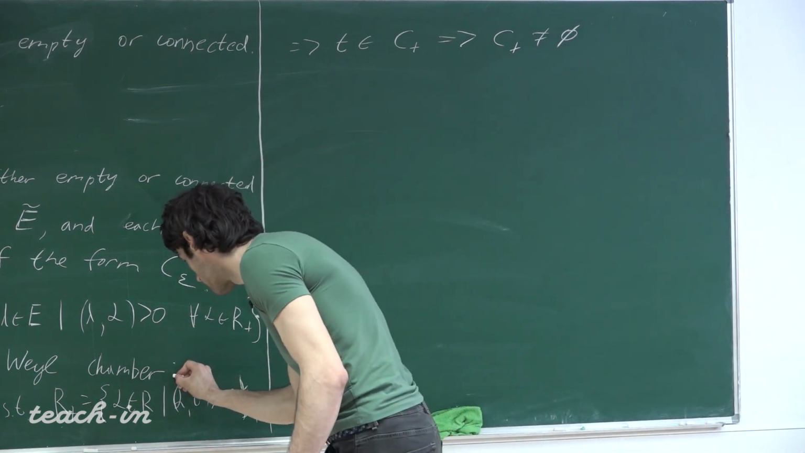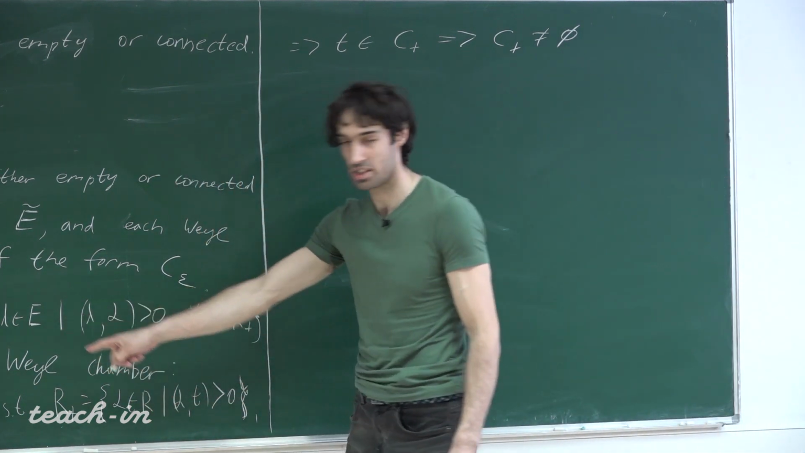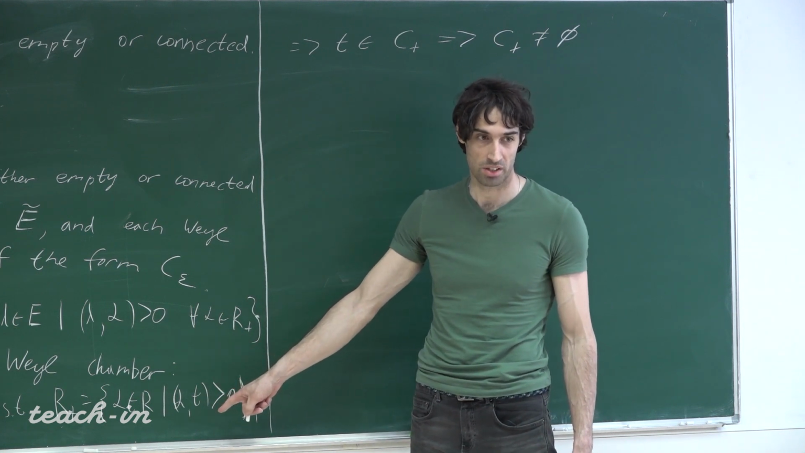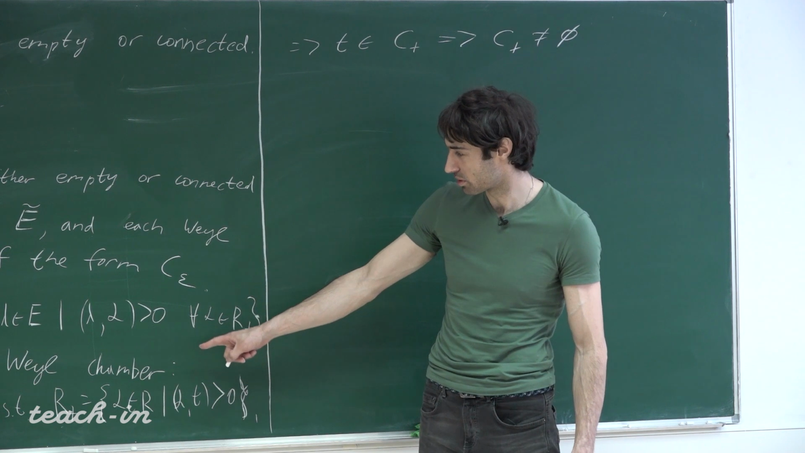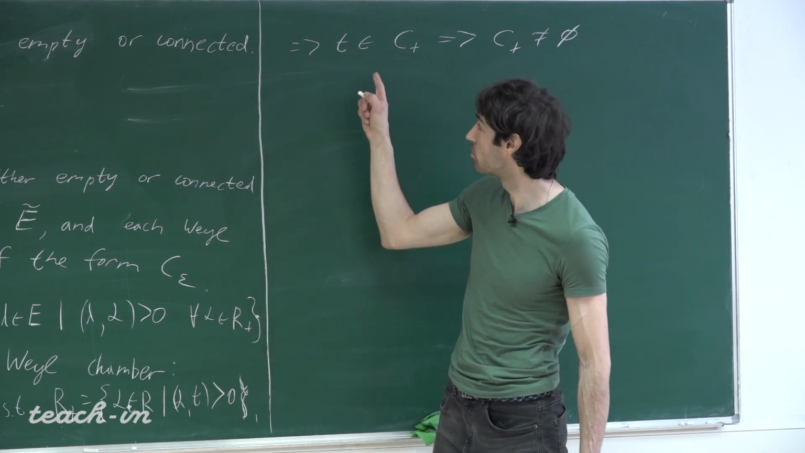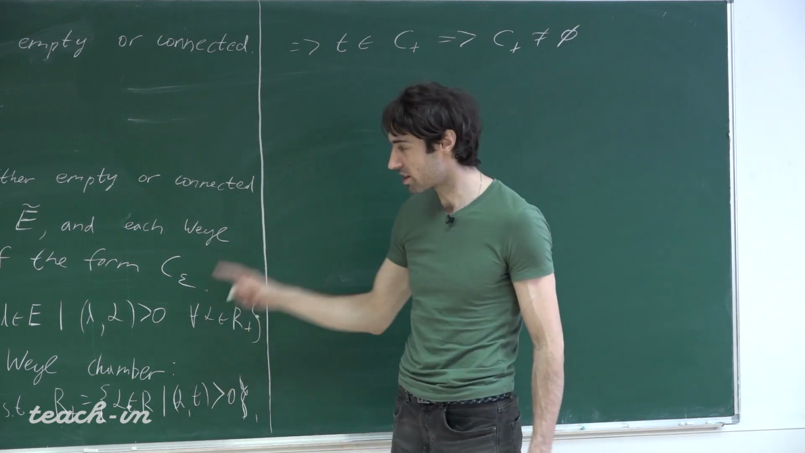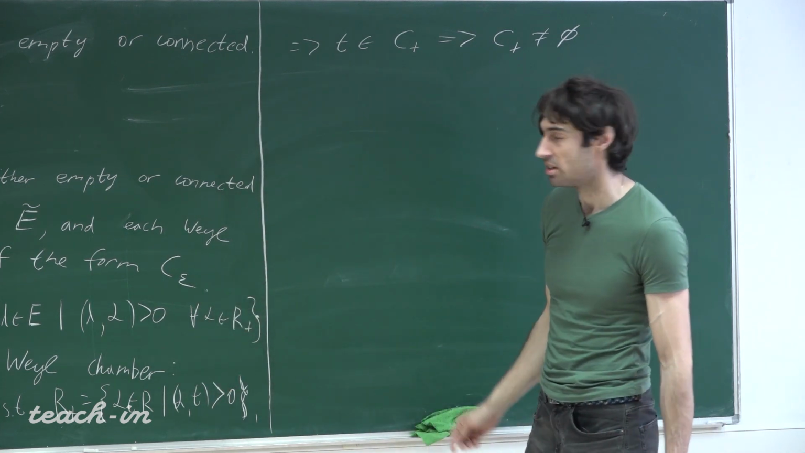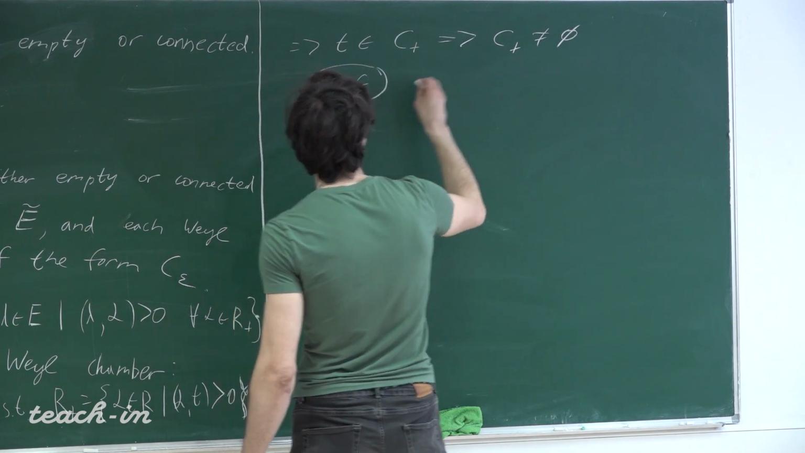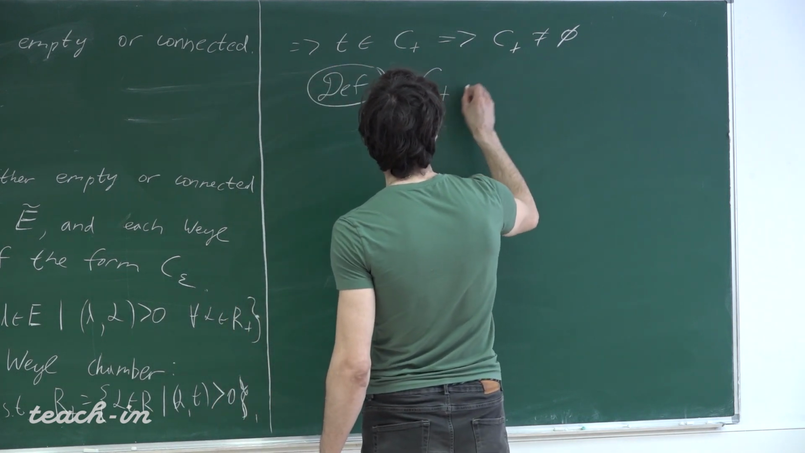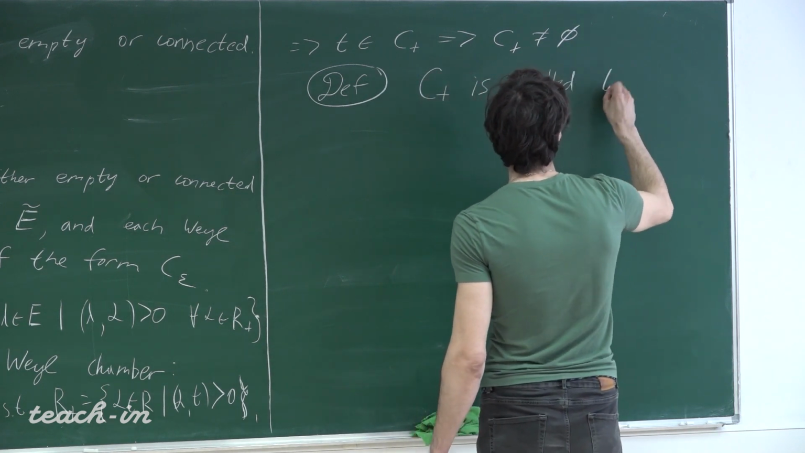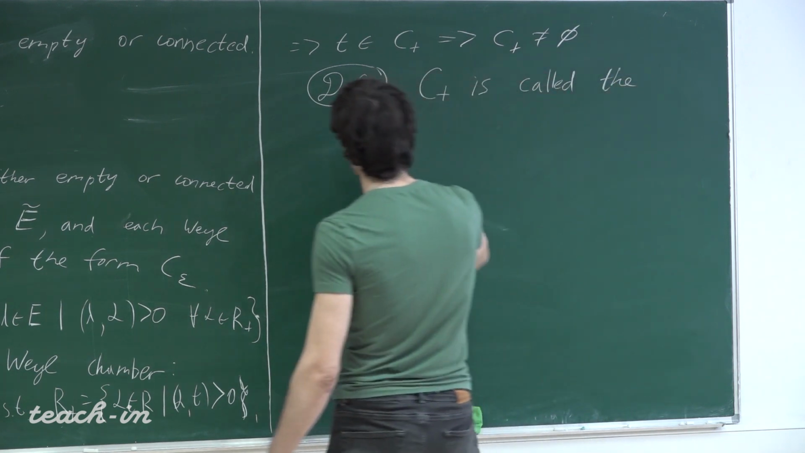So this was my justification why I'm saying that C plus is a Weyl chamber. I'm saying that because C plus is not empty, and it's not empty because the defining element for R plus lives in C plus. So let us call C plus the positive Weyl chamber.